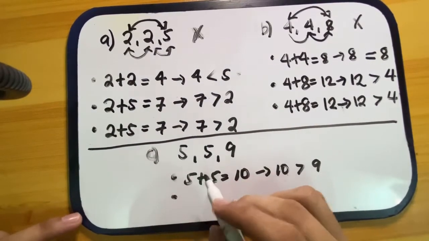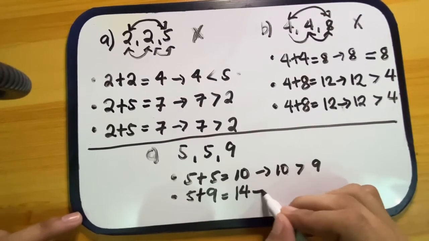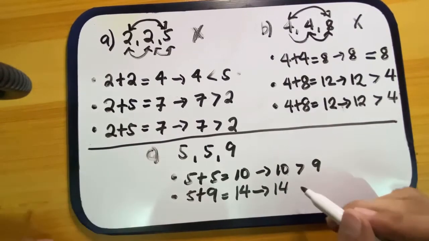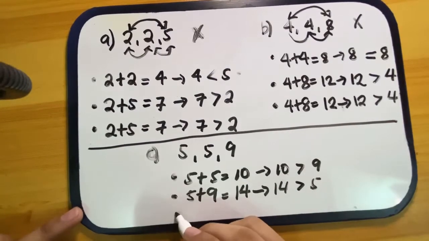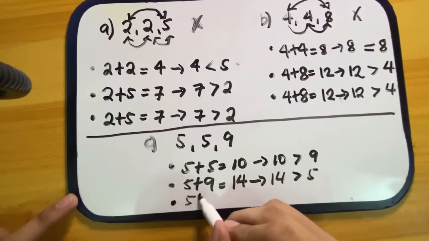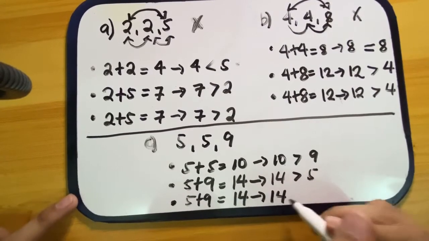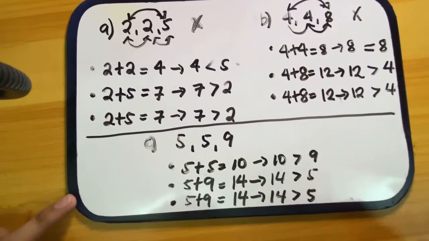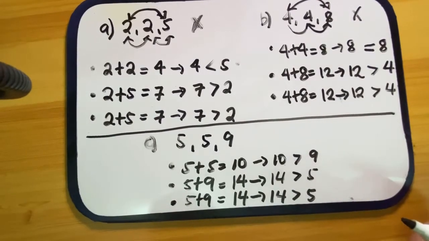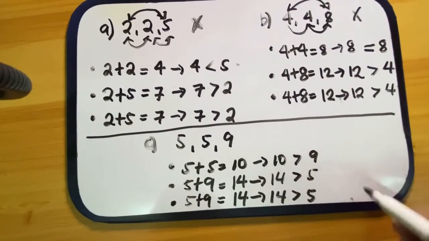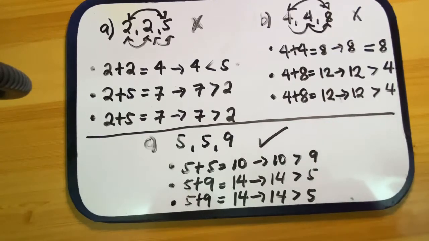Next pair is 5 plus 9, 14. So 14 compared to the third side, 5. Is 14 greater than 5? Yes. Then the last process, 5 plus 9 again equals 14. 14 is greater than 5. So the comparisons are all greater: 10 greater than 9, 14 greater than 5, 14 greater than 5. Therefore, our answer is letter C.